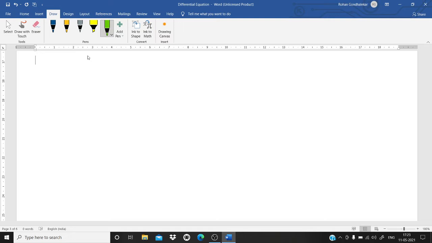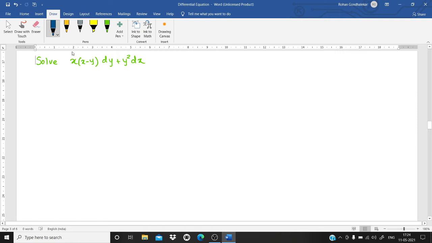Solve the following. Instead of writing the word following, I just write directly the differential equation. Solve x into bracket x minus y dy plus y square dx equals 0. Fine. Now look at this differential equation.